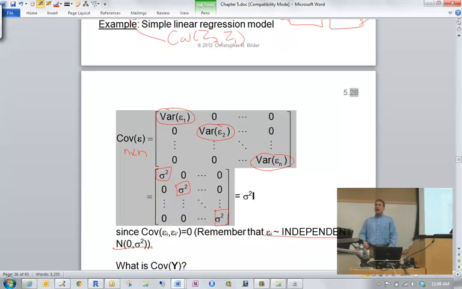Now the off-diagonal elements will be like covariance of epsilon 1 and epsilon 2. But remember, they're independent. Covariance measures the amount of dependence, where 0 means you're independent. So that's why you see these off-diagonal elements having values of 0. In fact, we could simplify this matrix form as just sigma squared times I, an n by n identity matrix.